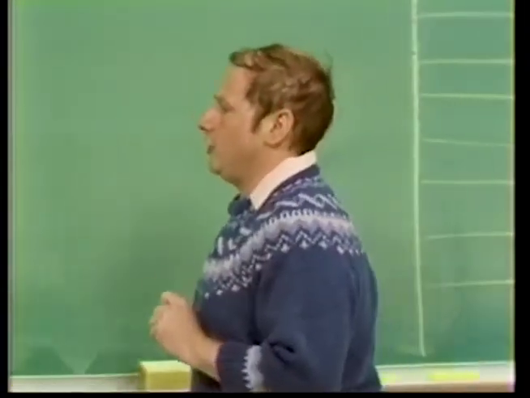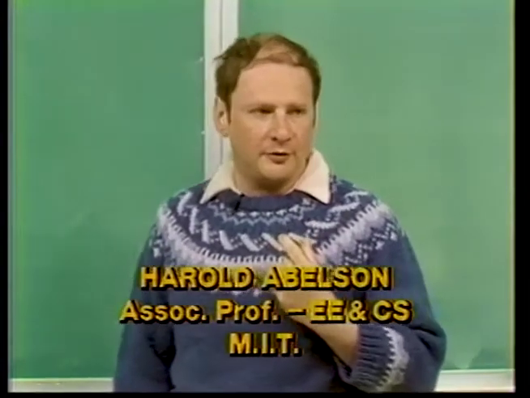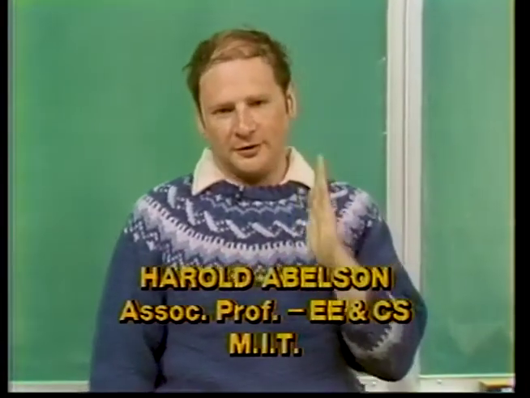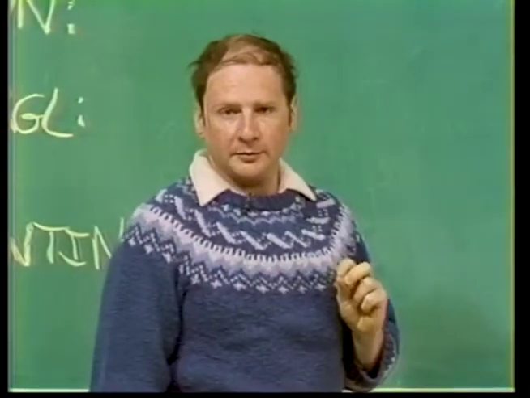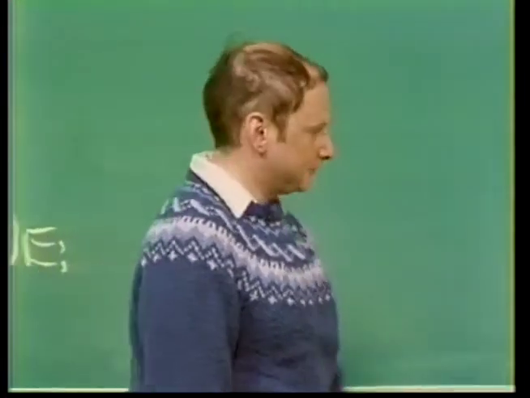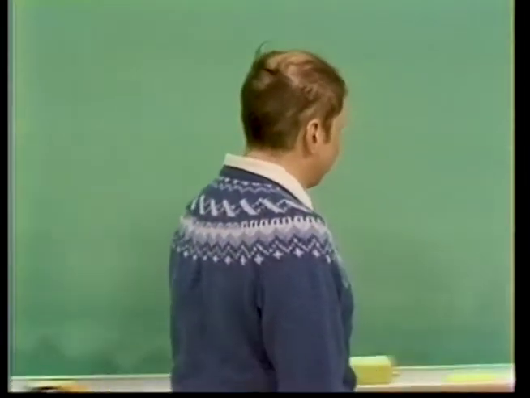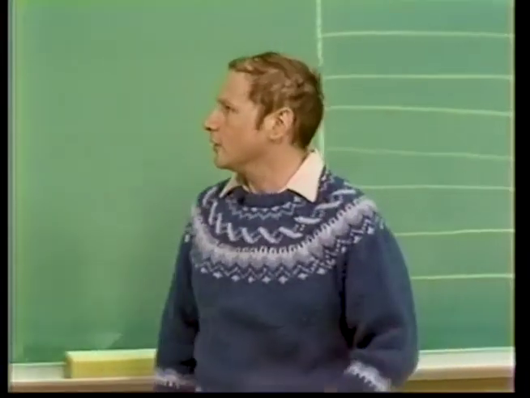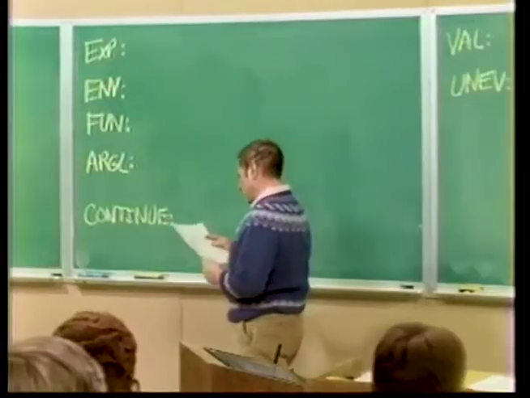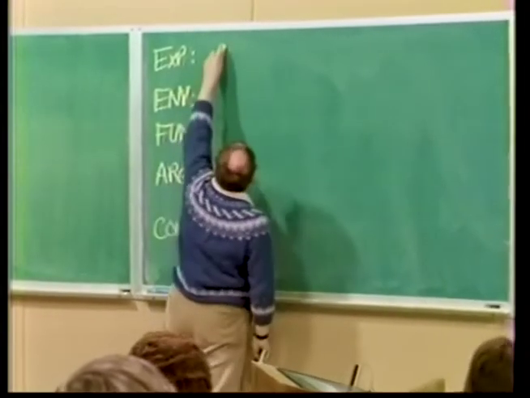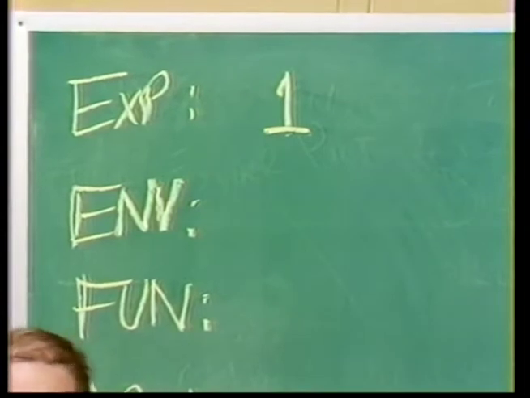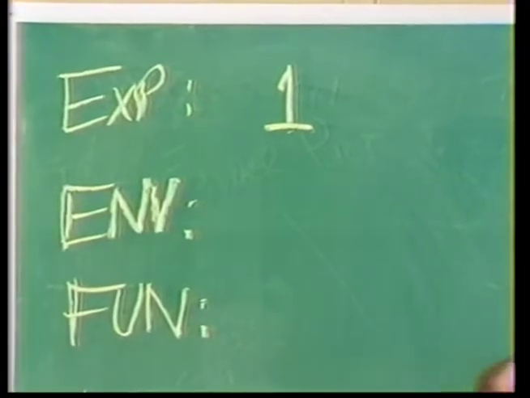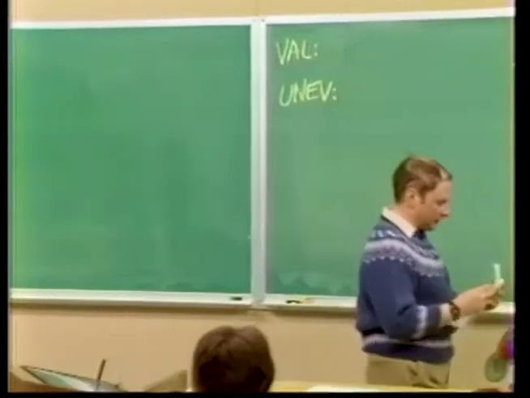Let's take the register machine now and actually step through in real detail, so you see completely concretely how some expressions are evaluated. All right, so let's start with a very simple expression. Let's evaluate the expression 1. And we need an environment. So let's imagine that somewhere there's an environment. We'll call it E0.